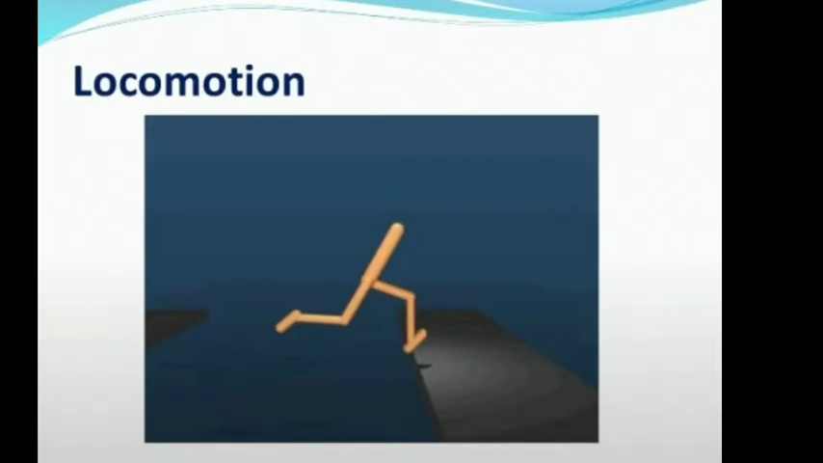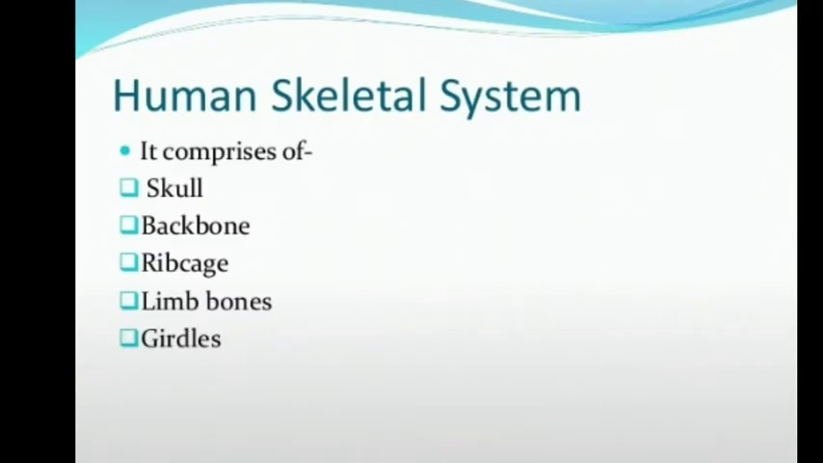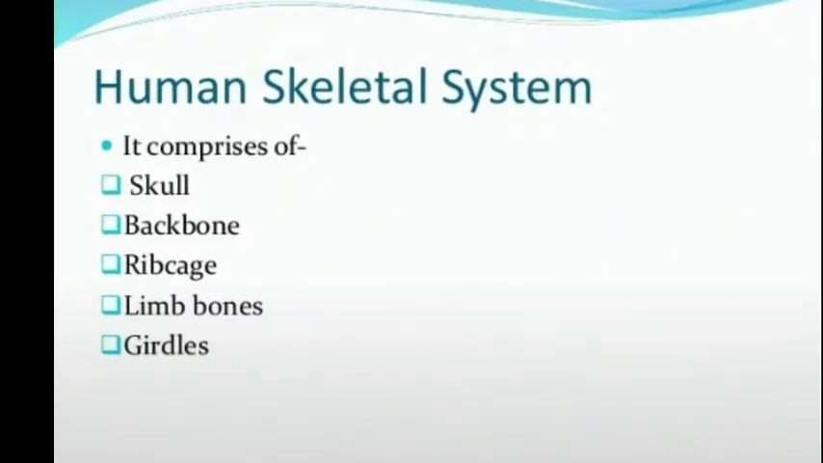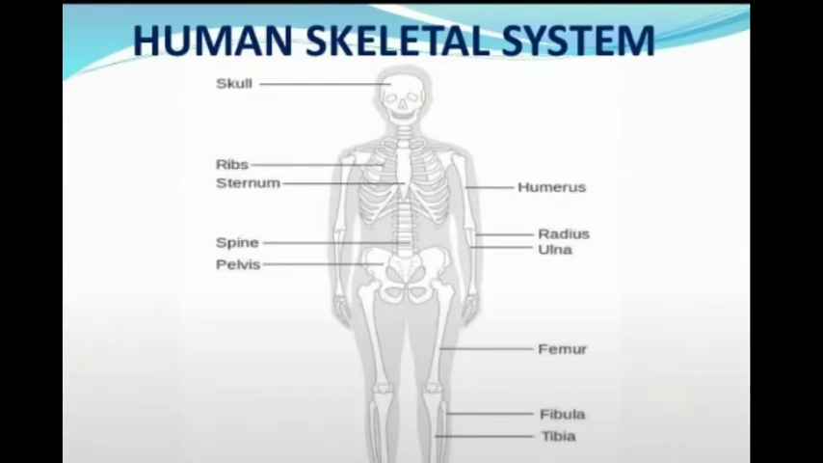Now, what is locomotion? The movement or the ability to move from one place to another is known as locomotion. Let's move on to the next topic, human skeletal system. It comprises of skull, backbone, ribcage, limb bones and girdles, and some of them we have already learned in class 5th. Let's learn about the human skeletal system.